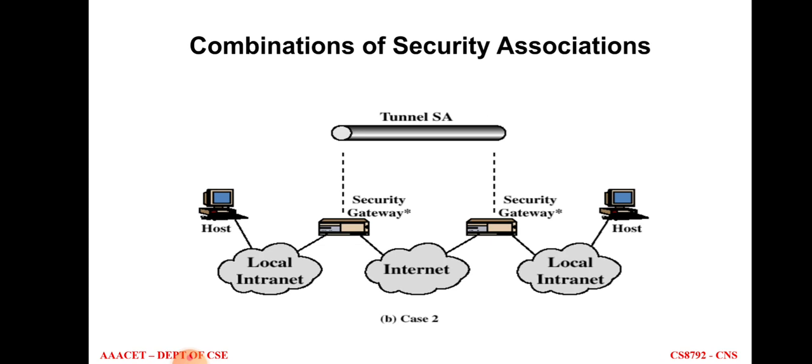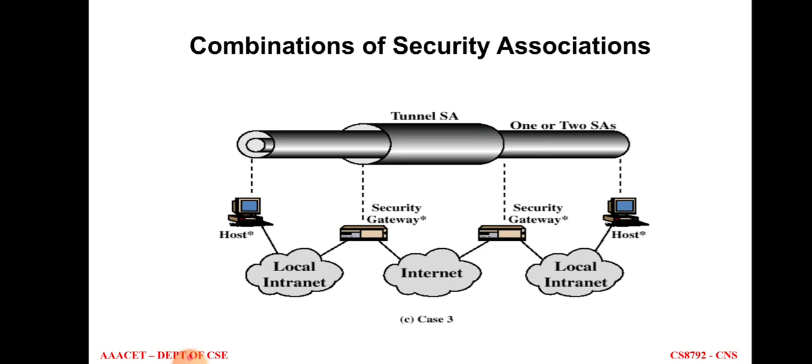This is case 2. In this case, the security is provided between gateways, routers or firewalls, and no host implements IP security. This case provides simple virtual private network support. So this is case 3. Here the gateway-to-gateway tunnel provides either authentication or confidentiality, or both, for all traffic between the end systems.